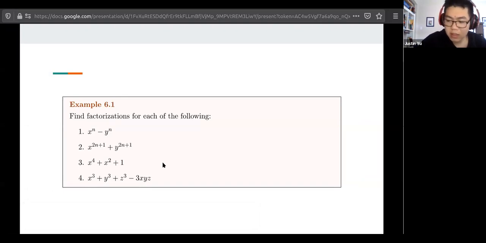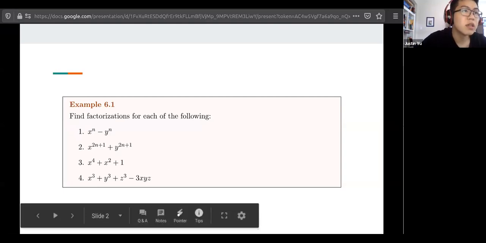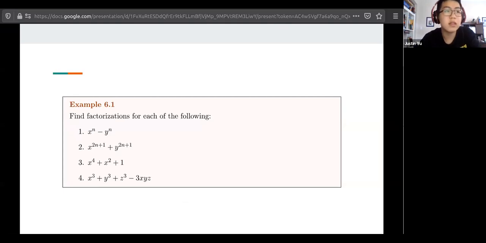Please copy these down. I'll actually post all of them in the chat right now, just a list of all the ones we're going to do.